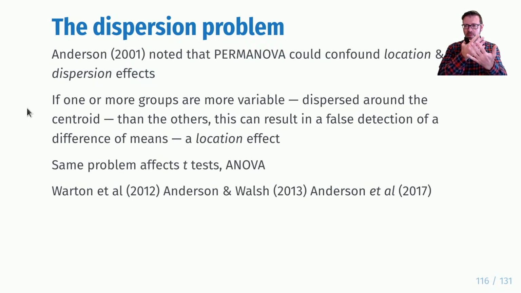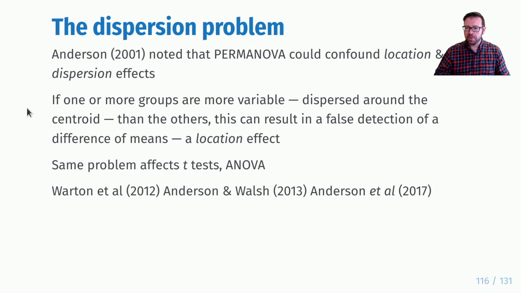So even if all of the groups were lying right on top of one another, if one of the groups was more spread out, that could get misinterpreted as a difference of means, when really it's just a difference of variance. And this problem affects the t-test, it affects ANOVA the same way, to more or lesser extents. t-tests and ANOVAs are a little bit more robust to this, but it can still affect them, okay? And it's the same with PERMANOVA.